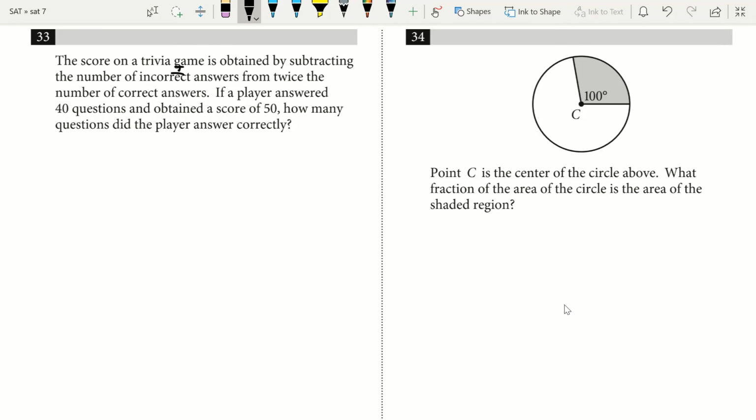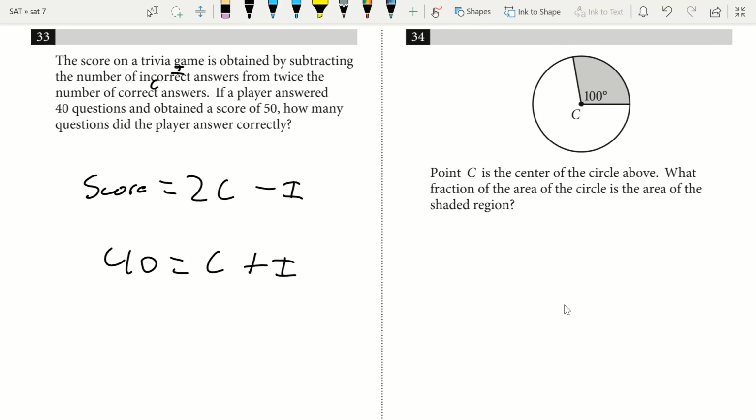I'm going to call incorrect answers I, from twice the number of correct answers, which I'm going to call C. So I know my score is going to equal my number of correct answers times 2, so 2C minus I. If a player answered 40 questions, we don't know if they're correct or incorrect, but we know that the sum of the correct and the incorrect equals 40, and obtain a score of 50. I'm going to replace this score here with 50. How many questions did the player answer correctly? So I'm solving for C.